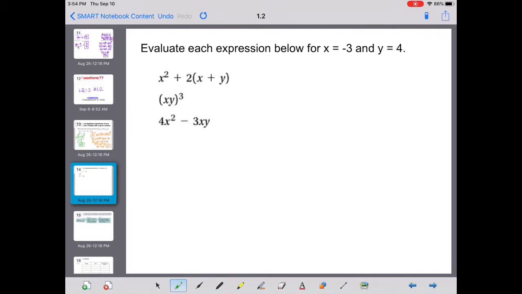This would be a good chance for you to pause the video, look at your own notes, and see if you can evaluate these three expressions if x were negative 3 and y was 4, and then come back and work through them with me.